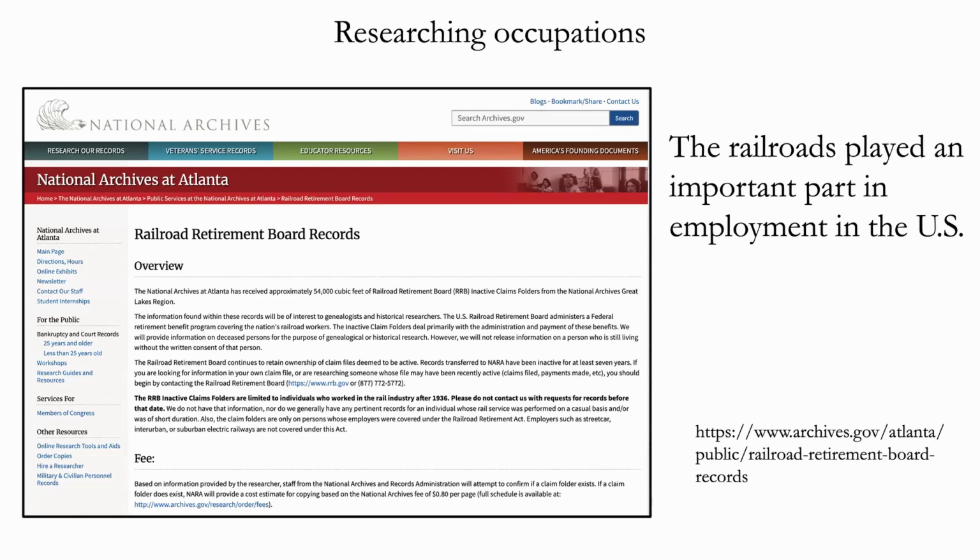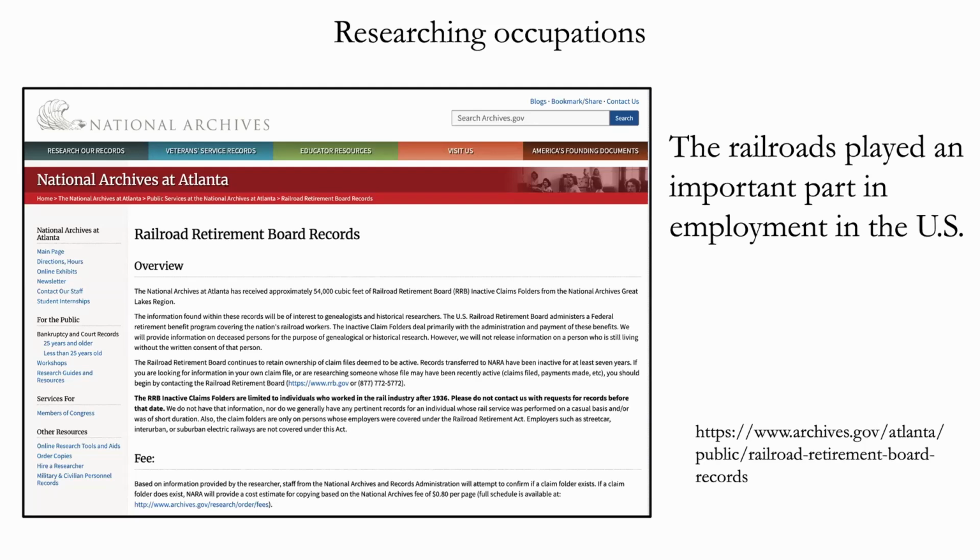In this case, reading the lower print here, it states that the National Archives at Atlanta has received approximately 54,000 cubic feet of Railroad Retirement Board inactive claim folders from the National Archives Great Lakes region. This is just one regional area of the United States, and it's only one type of record. The National Archives in Atlanta has 54,000 cubic feet. Just visualize the number of records that may be contained that way.